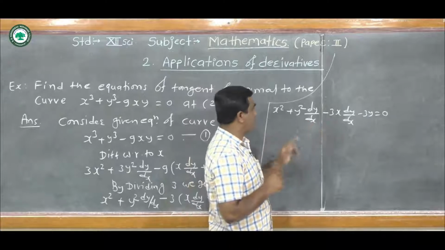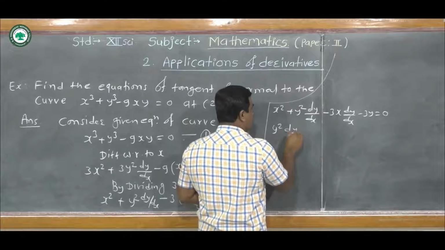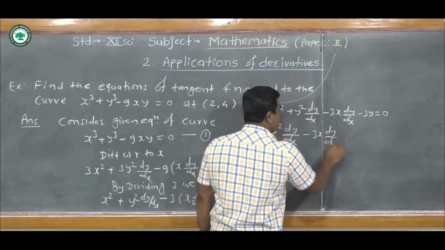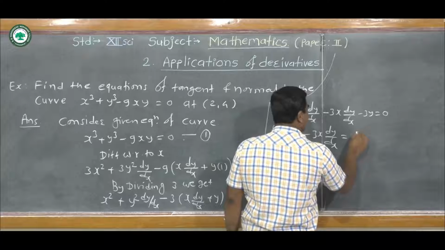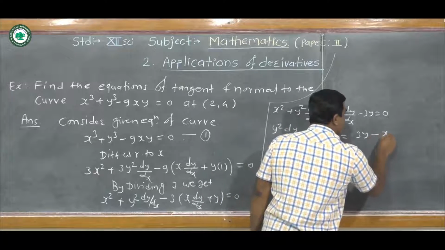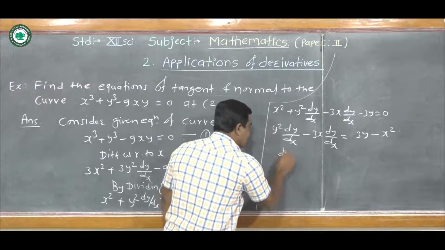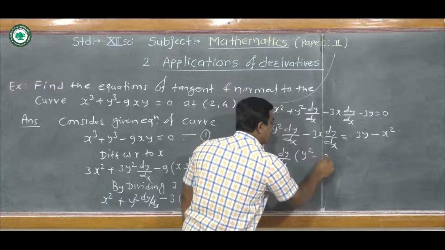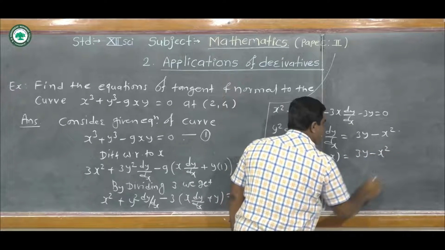Now keep terms of dy by dx to the LHS. That is, we can write here y square into dy by dx minus 3x into dy by dx equal to, take remaining term to the RHS. That is, we can write here minus 3y becomes plus 3y and x square becomes minus x square. Now here take dy by dx common. Dy by dx into, in bracket remains y square minus 3x equal to 3y minus x square as it is.